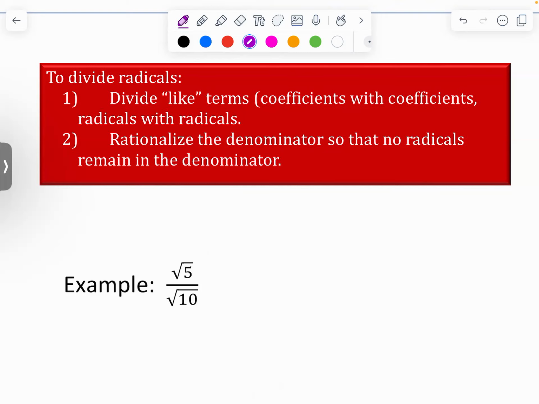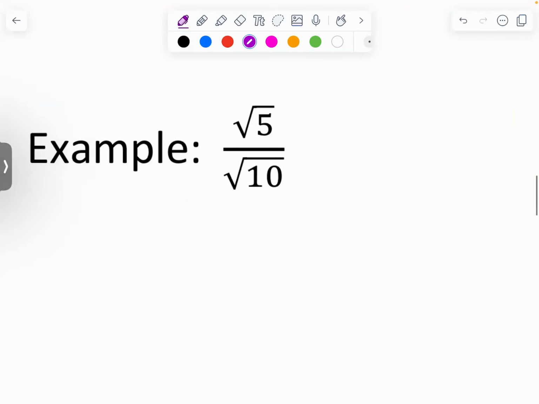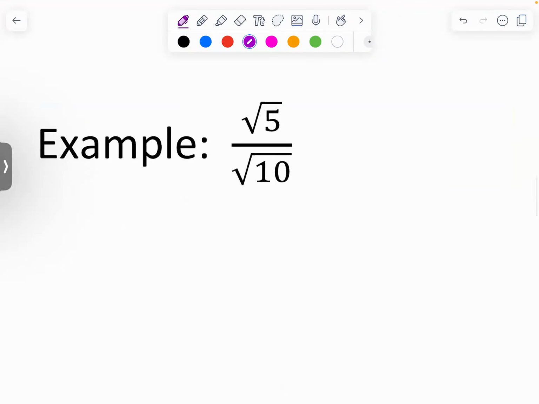Okay, but this is what I see. I see that there's a square root of 10 in the denominator. We cannot have a square root in the denominator. So to get rid of a square root in the denominator, we are going to multiply by, does anybody remember? No. We are going to multiply by the square root of 10 to both numerator and denominator.